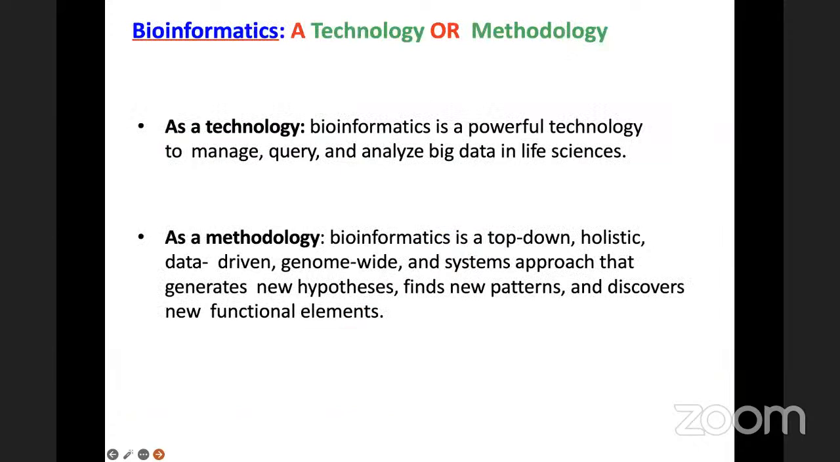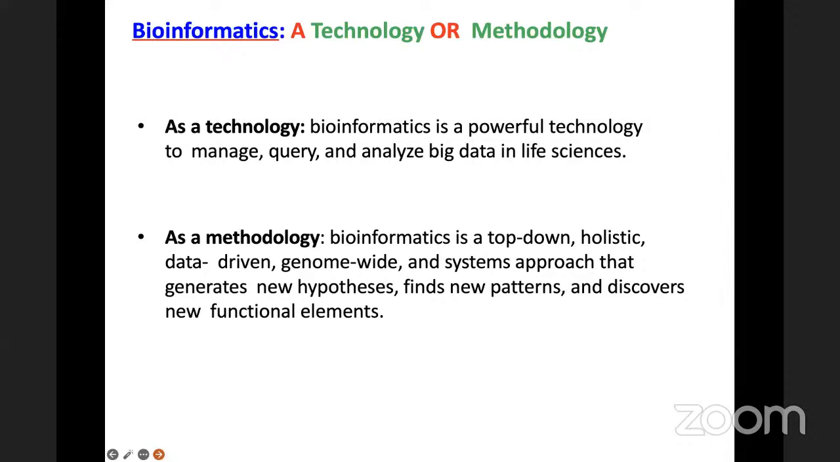So biotechnology is, you can say, a technology or a method. As a technology, a bioinformatician is used to manage the huge volume of data, like next generation sequencing data, because earlier the Sanger data size was very small. But in this era of next generation sequencing, there are two major platforms, like Illumina and PacBio and Nanopore.